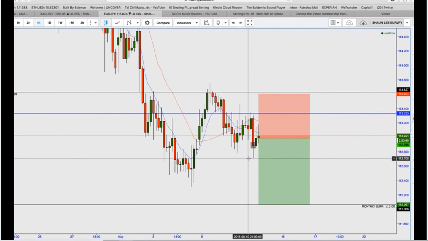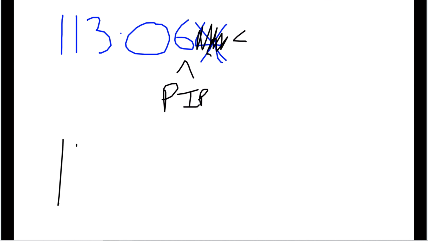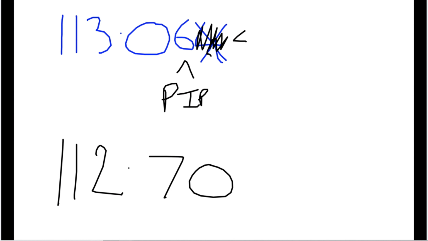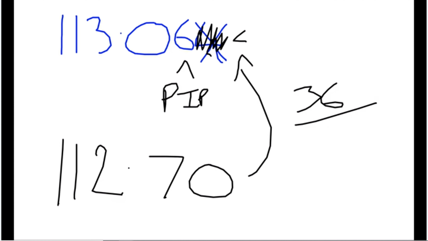So let's say the low today was 112.70. We can do this one in our heads. 70 to 06, 12 to 13, taking one away from the other. From the lows to the highs, guess what? 36 pips from the low to the high today.